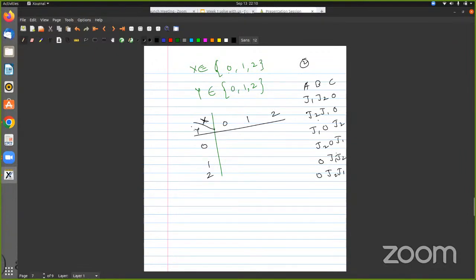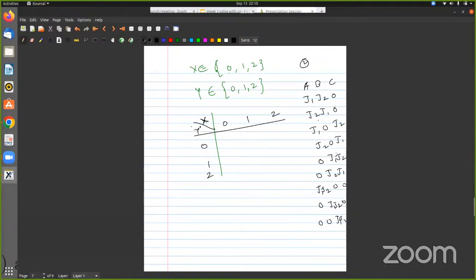Then J1, J2 both are given to one company only. The other two are J2, J1, 0, 0, and similarly 0, 0, J1, J2, and 0, J1, J2, 0. So these are the 9 possibilities: 1, 2, 3, 4, 5, 6, 7, 8, 9.